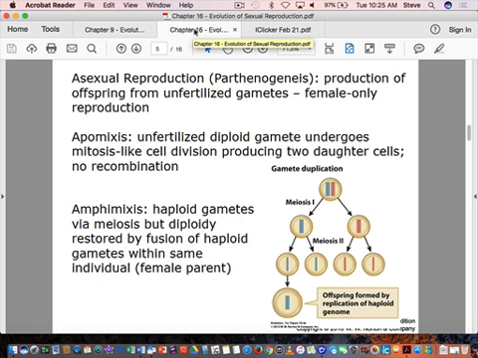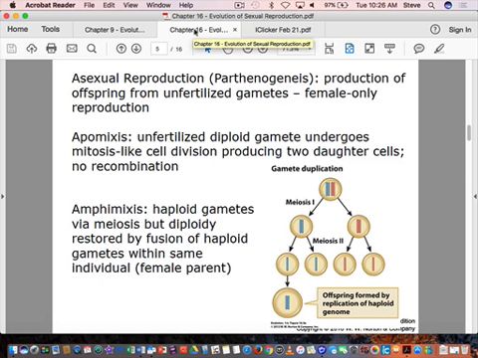The basic idea here is that females produce diploid gametes. They never undergo meiosis at all. And these unfertilized diploid gametes undergo a mitosis-like cell division that produces two daughter cells. So basically, the female produces eggs. They're not haploid. They're diploid. Okay? And there's no recombination, there's no meiosis going on at all. They basically do this mitotic-like cell division that produces two daughter cells, and there's no recombination.